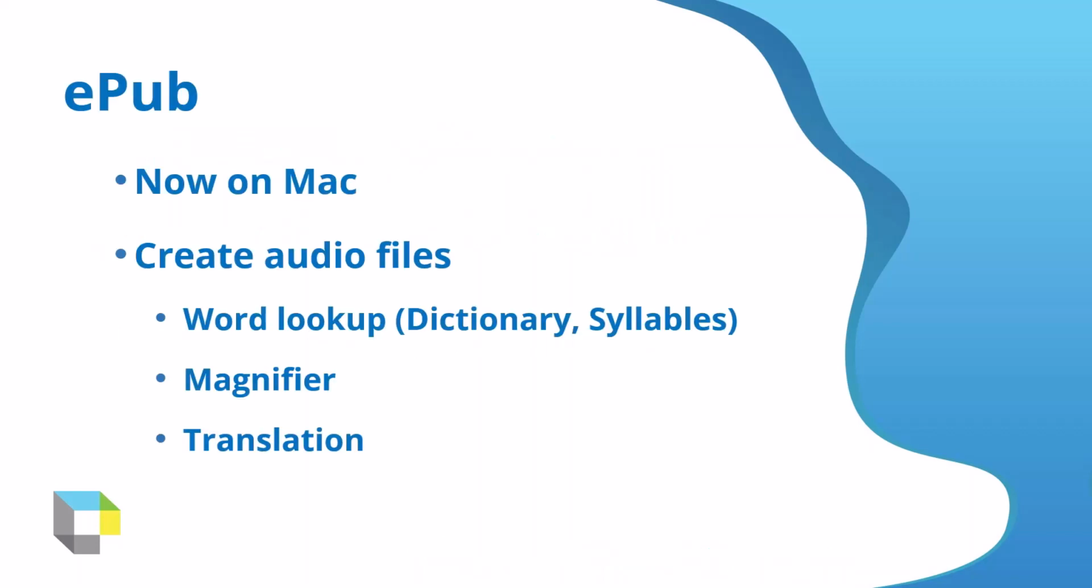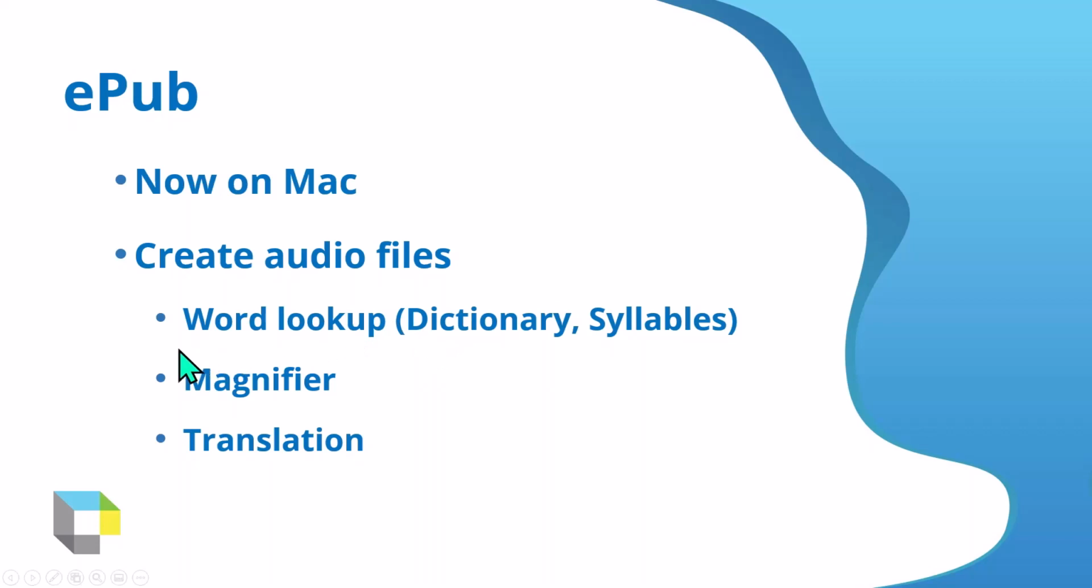We're starting with the EPUB. As of 2022, EPUB is now available on the Mac. Previously, it was only available on the PC. We also have the ability to create audio files. This is something new that you previously could only do in a PDF.